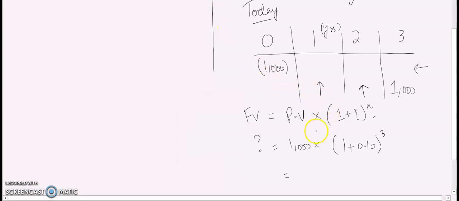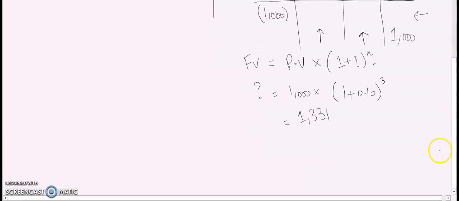So after 3 years you get this, and if you need to check whether your answer is correct or not, you can do it like this: 1000 into 10%, you get 1100.